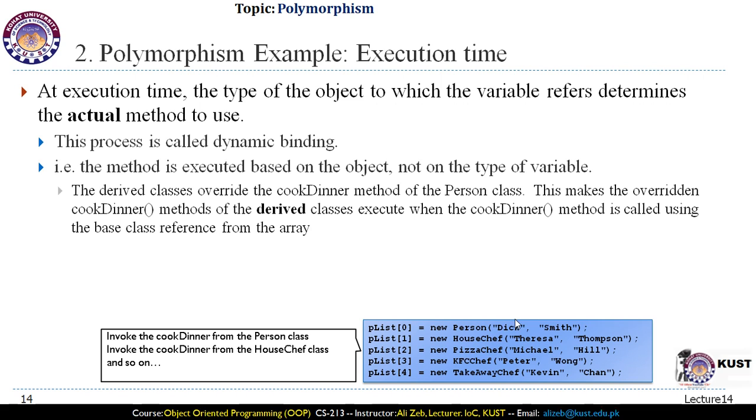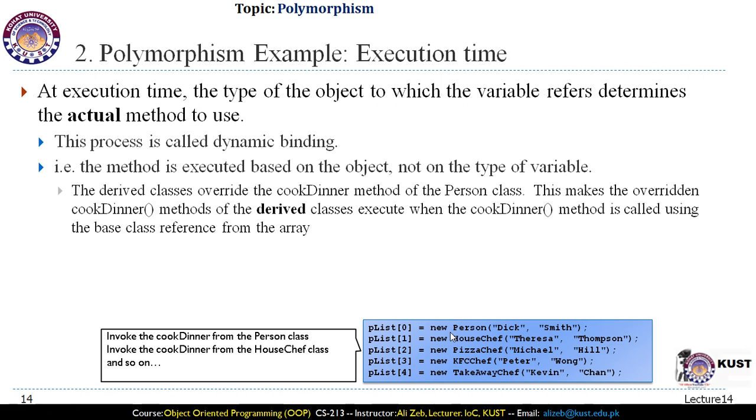So let's say, for example, in this plist, each of these variables has a data type of type Person, and each of these variables is referencing a different kind of object. For example, plist0 is referencing the Person class's object, plist1 is referencing the HouseChef class's object, and when we use plist1.cookDinner, the HouseChef class's cookDinner method will be called. But when we use plist0.cookDinner, the Person class's cookDinner method will be called.